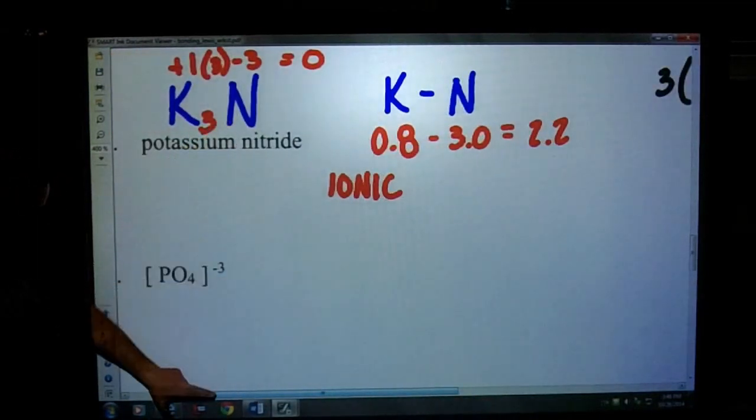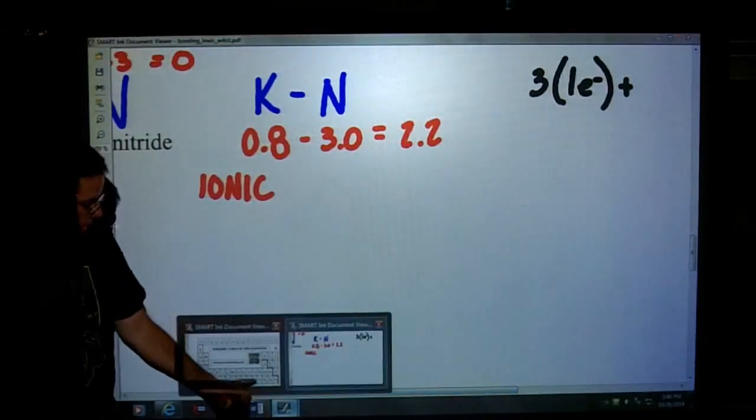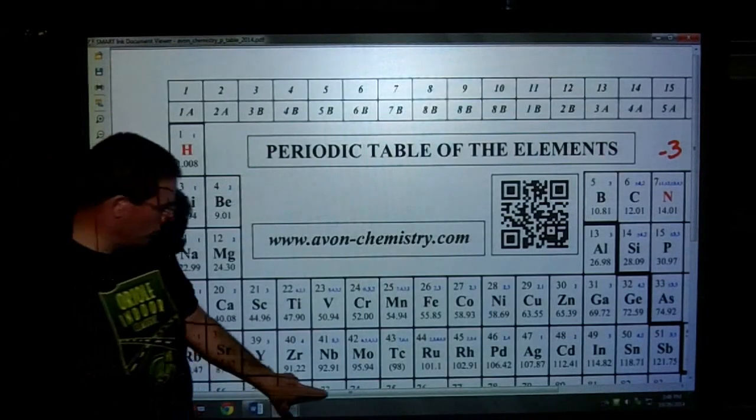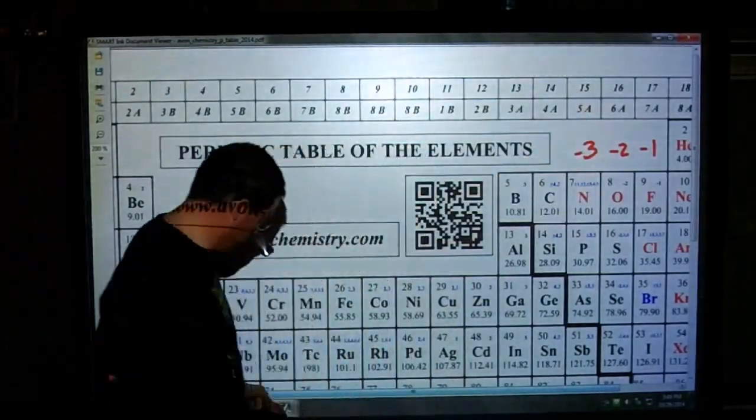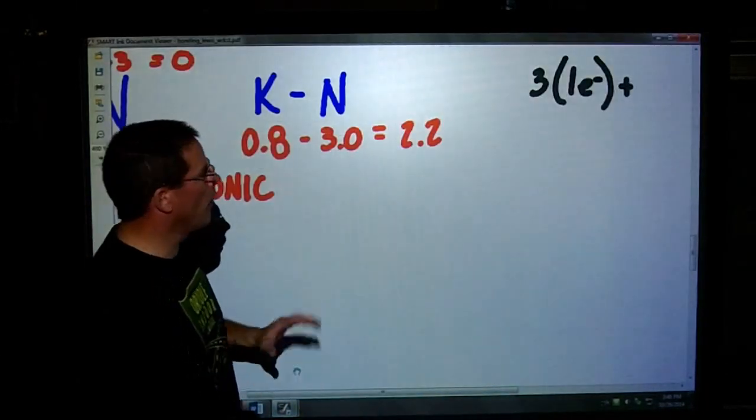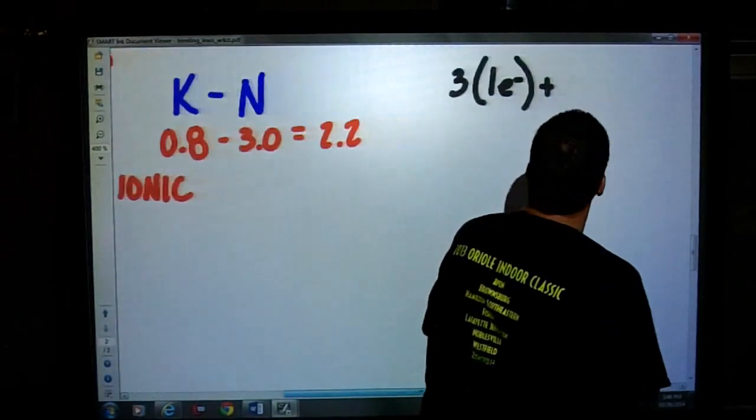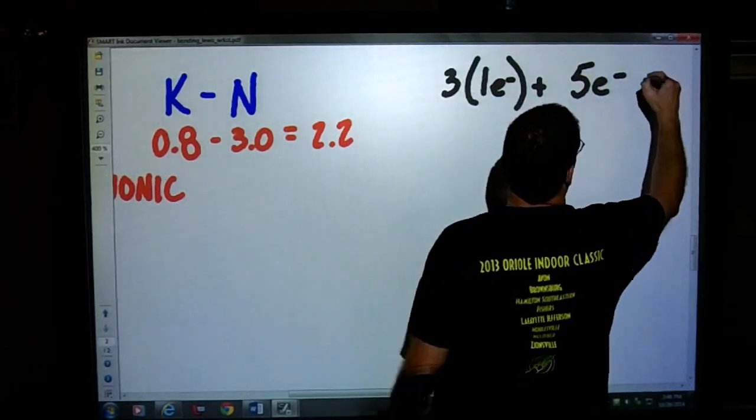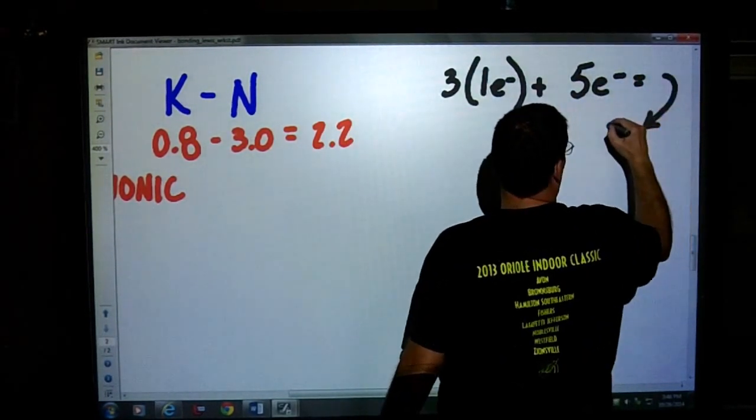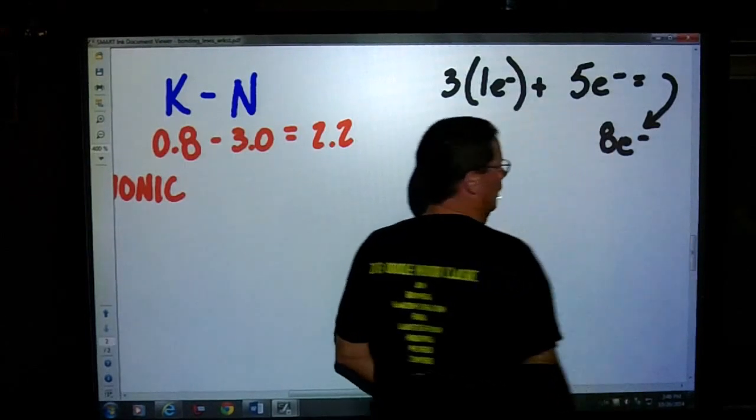That's right, only 1. And how many valence electrons does nitrogen have? 5. Very good. It has a -3 charge, but it has 5 valence electrons. So I'm doing this. 5 electrons. So add them all up. It gives us 8 valence electrons.